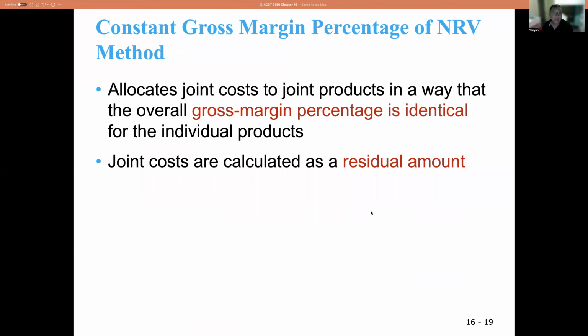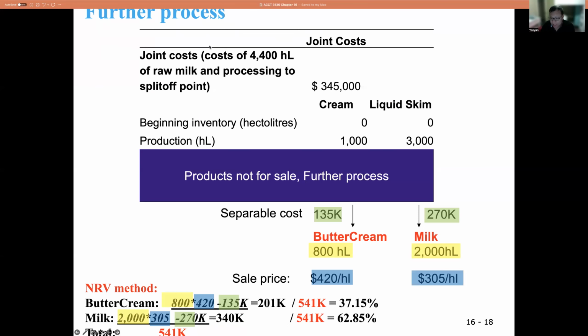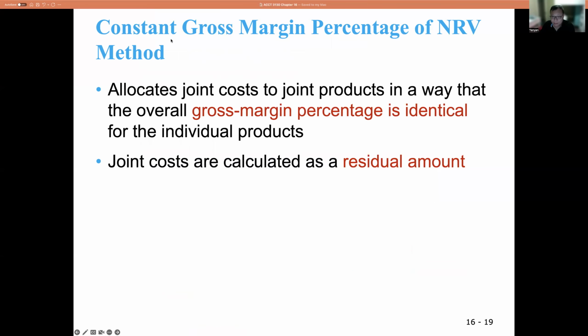Okay, now let's talk about a third method, the market approach. That is the constant gross margin percentage of NRV, net realizable value. The whole point, the goal, is to achieve a constant gross margin across the different products. How can you do that?